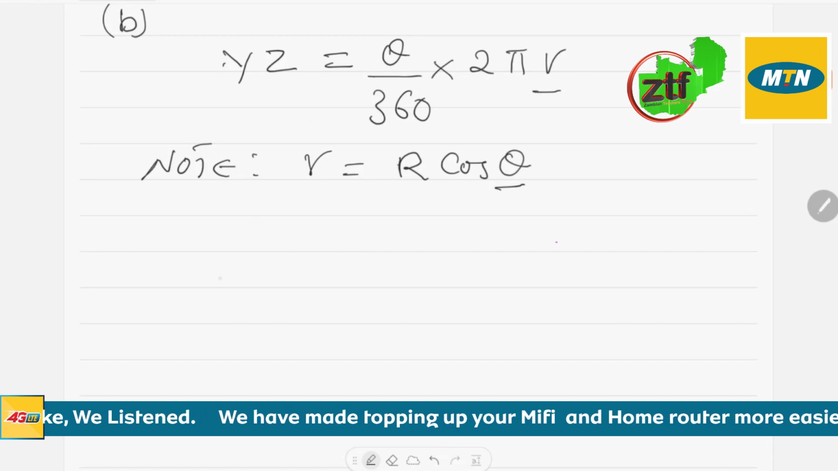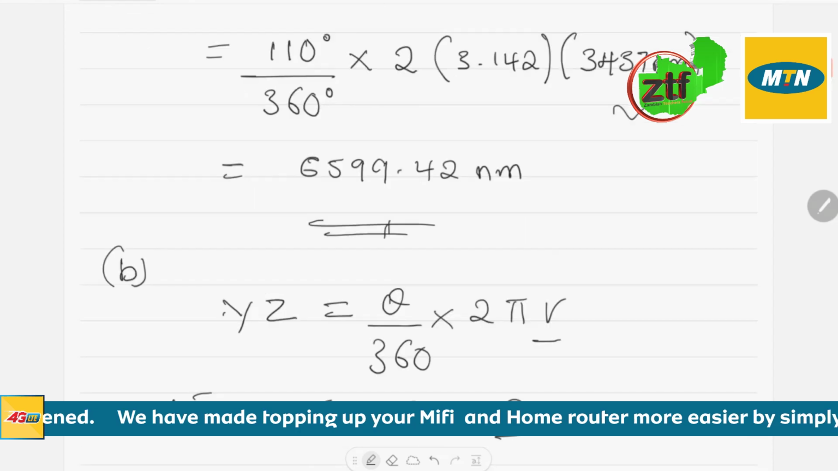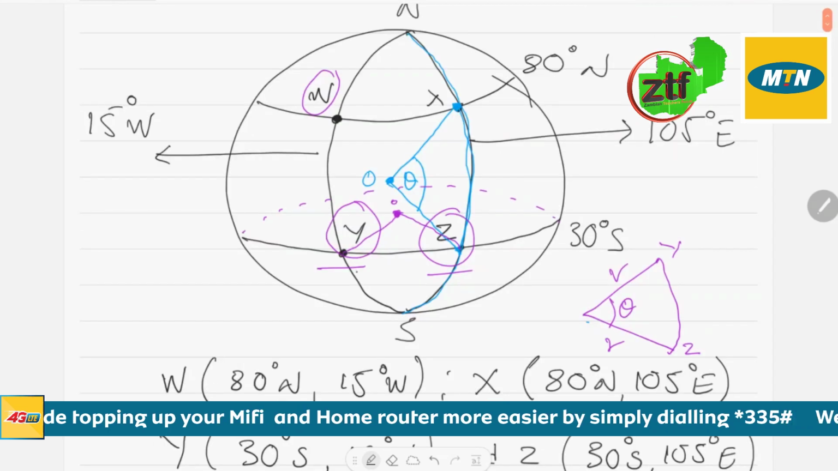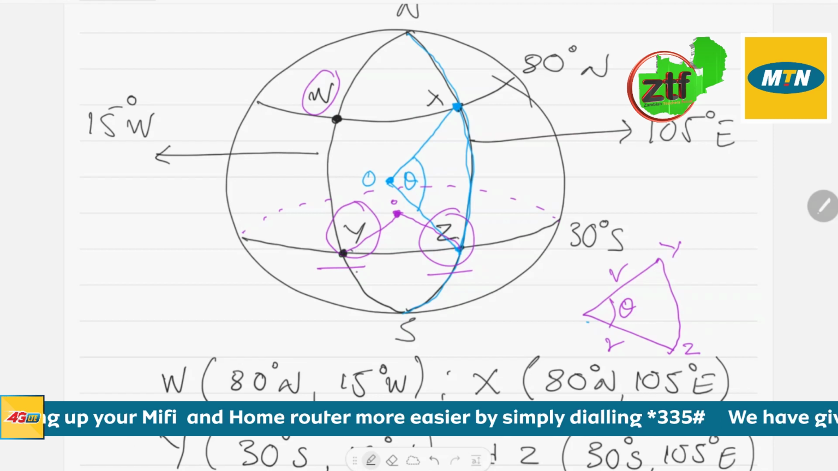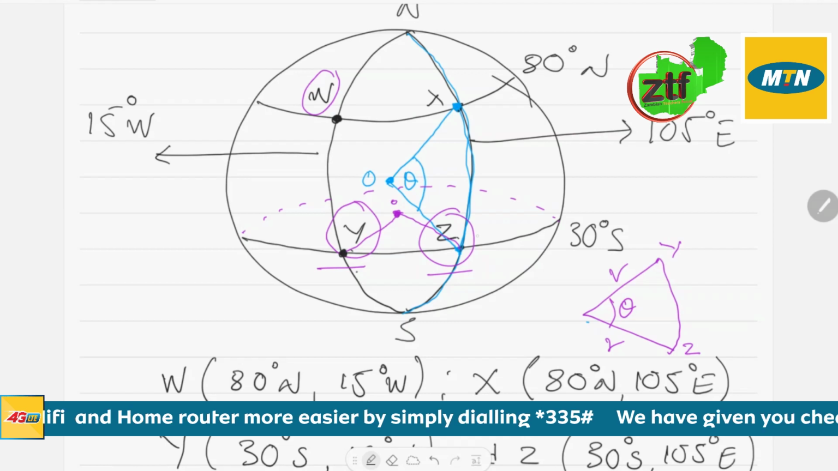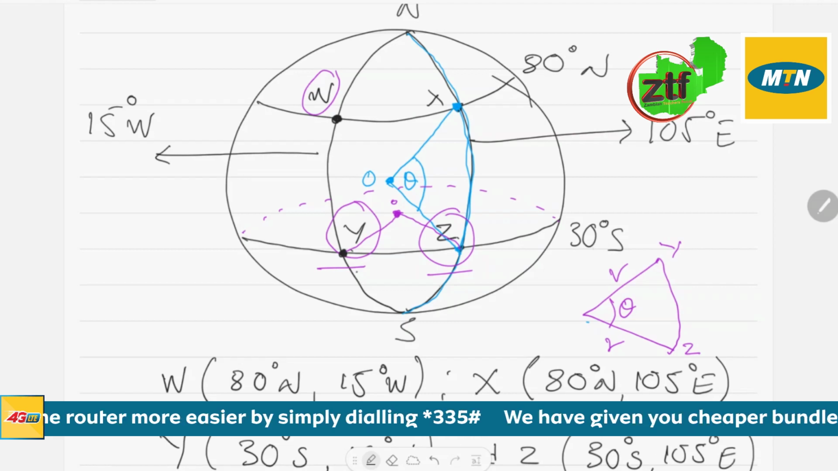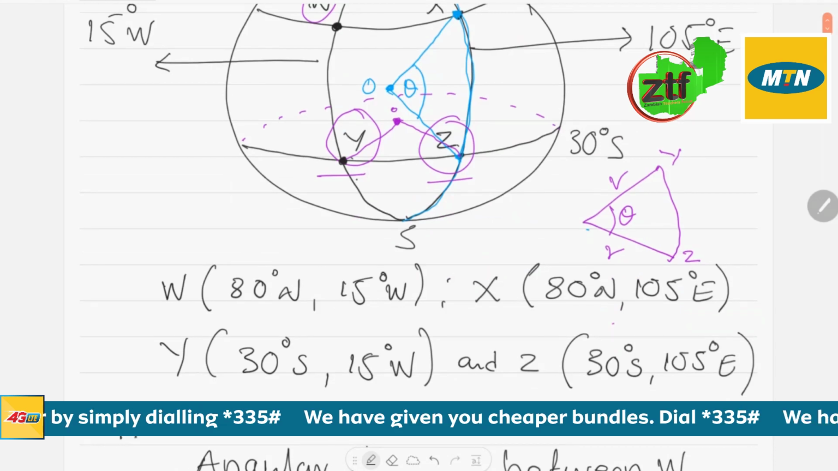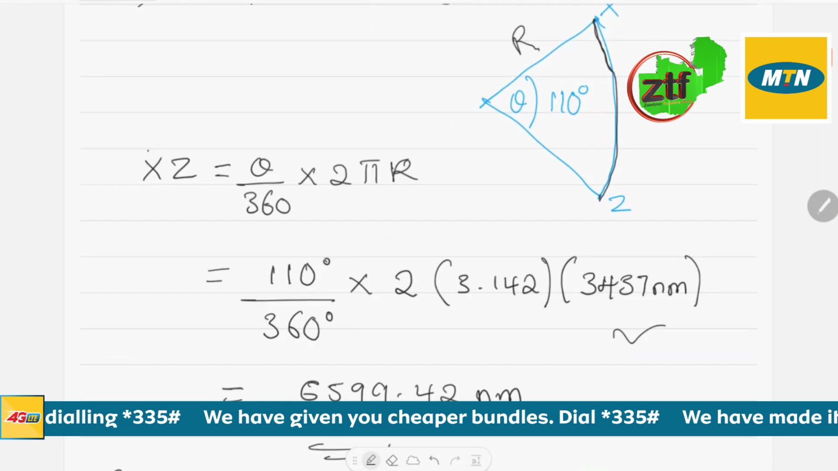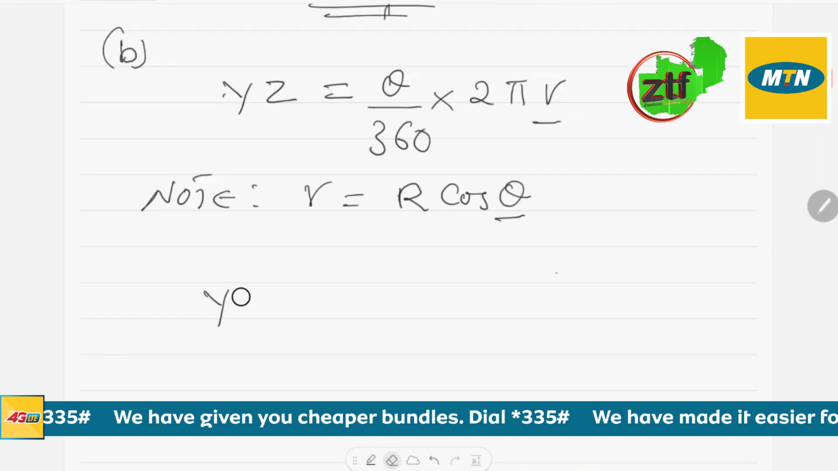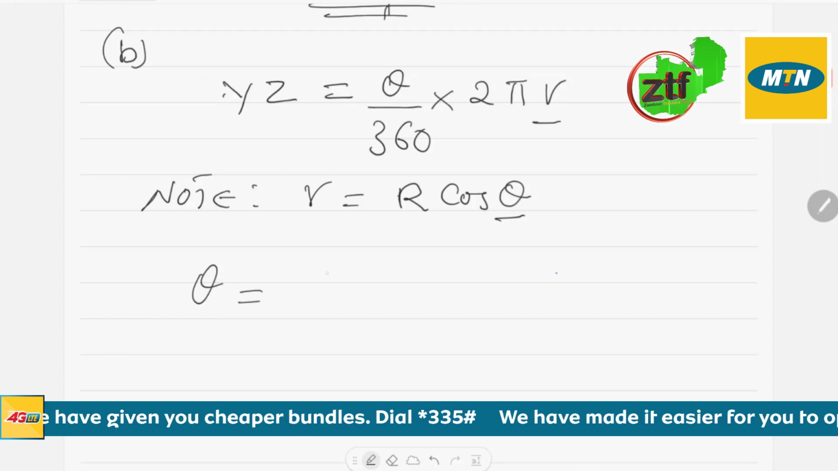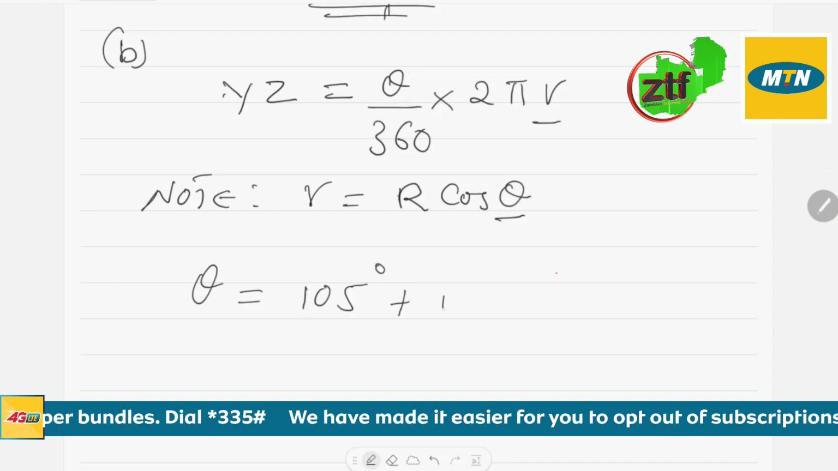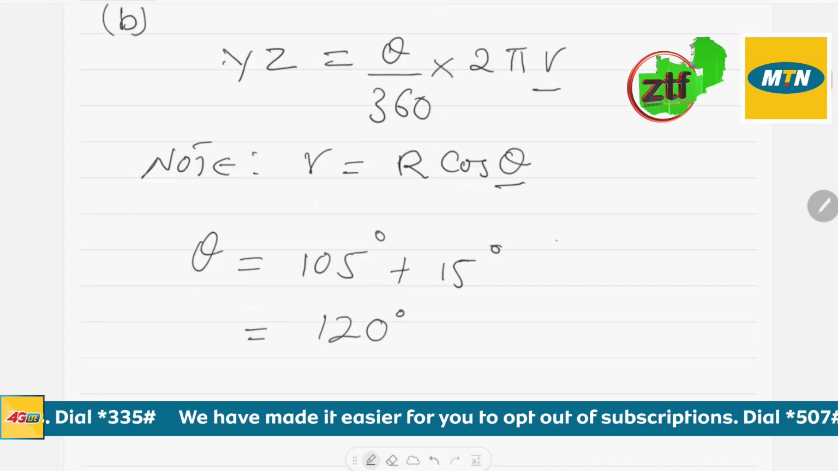So we'll have YZ equal to the angular distance between Y and Z. We can see that Y is on latitude 30 but on longitude 15 degrees west. Z is on latitude 30 degrees south and longitude 105 degrees east. So we find the angular distance in longitude between Y and Z, and since they are in two different hemispheres, we are going to add. So theta will be equal to 105 degrees plus 15 degrees, and this will give us 120 degrees.